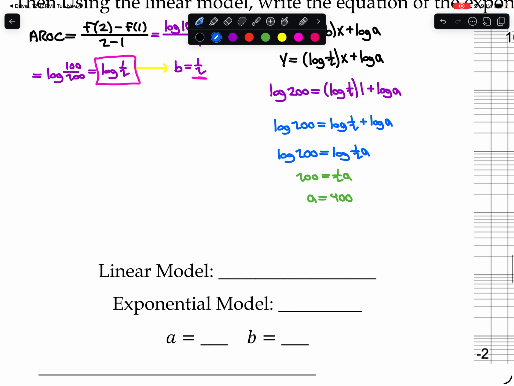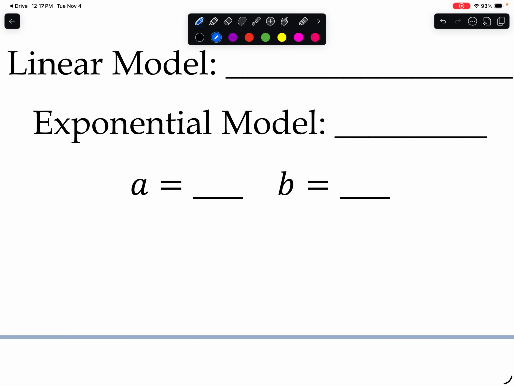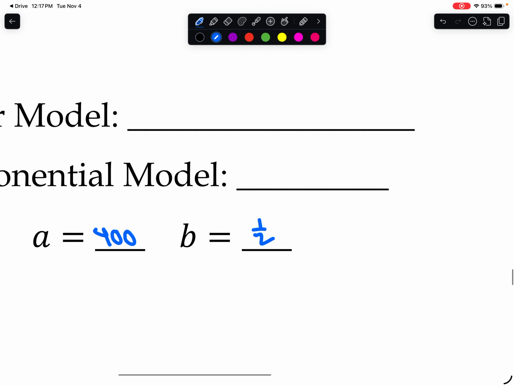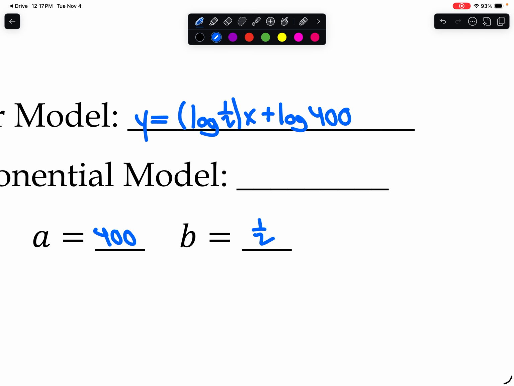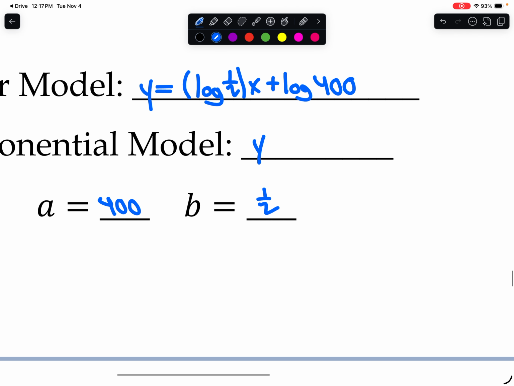So now that I have my a and my b value, so I know my a value is going to be 400. I know my b value is 1/2. And based on this setup, I know my linear model will read as log of 1/2 times x plus log of 400. And then my exponential model is going to be y equals my a value, which is 400, times 1/2 raised to the x.